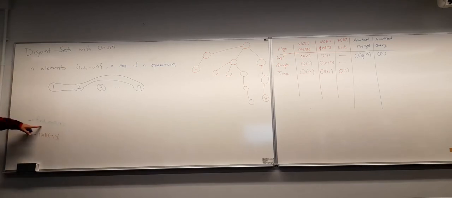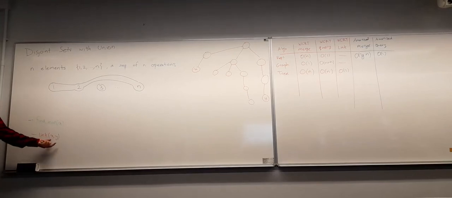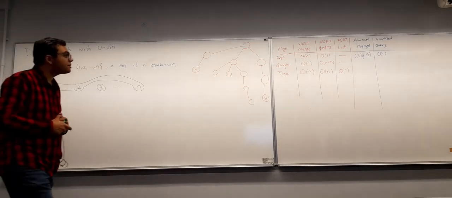Okay, so find root x just takes the vertex x and returns the root of the tree that contains x. And link xy gets two vertices x and y, and we are assuming that both of them are roots of their own trees, and then merges the two trees together, connects the two trees together. Of course, we can do all of our other operations using these two, and because we're using trees, let's say that we just have these two operations now.